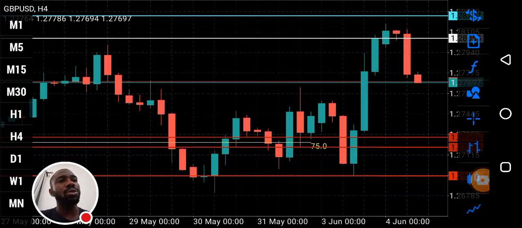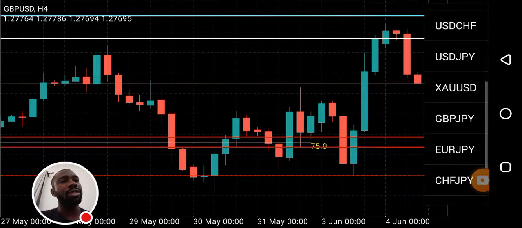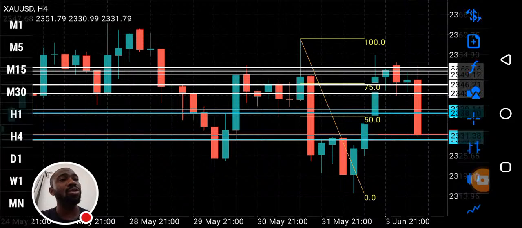Let's look at gold. I'm bearish on gold. Currently, I have a trade on gold. I'm in massive profit, and I already closed partial profit. There's a high probability gold will hit this level.